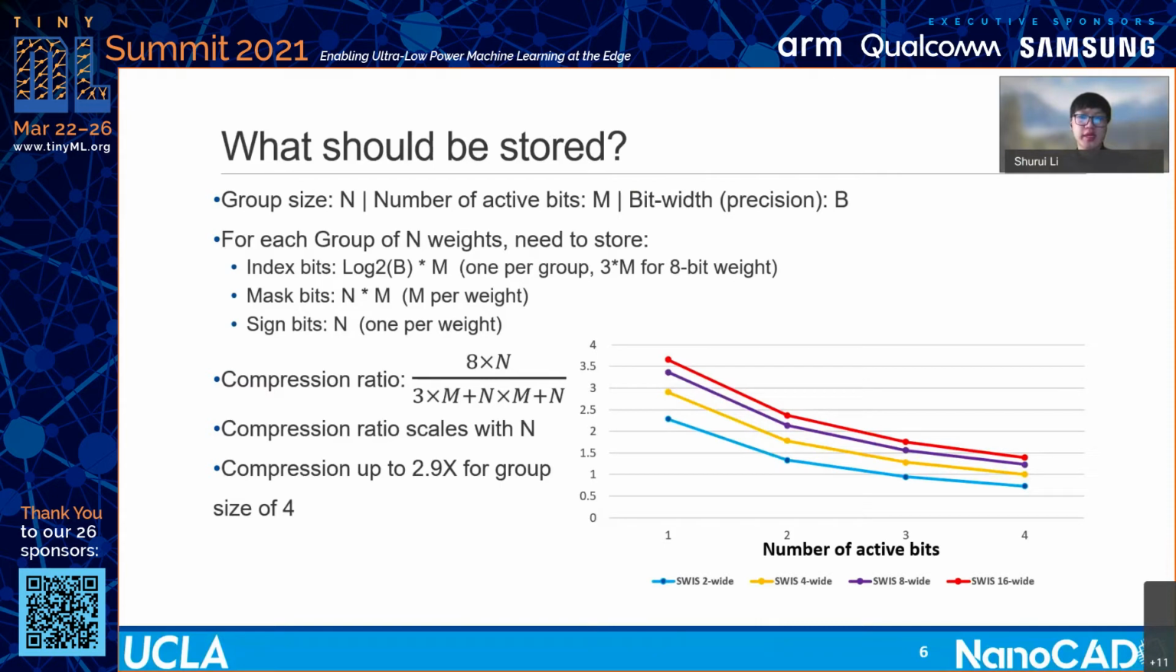The formula is shown here, and in short, the compression ratio scales with the group size, and the upper bound will be n over n plus 1. And the figure on the right shows the computed compression ratio for different group sizes and number of active bits. The compression is better for a large group size and small number of active bits, which is expected. And for example, for a group size of 4, the compression ratio is up to 2.9x for SWIS.